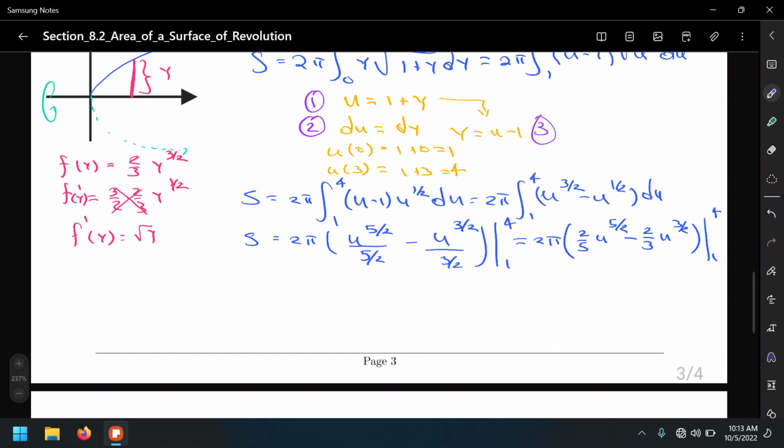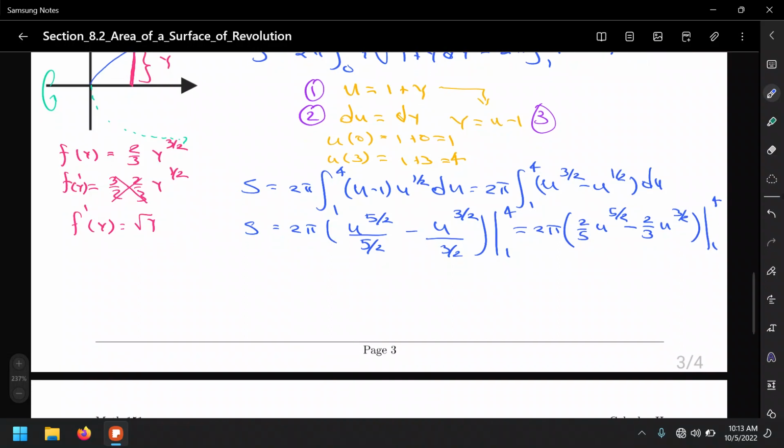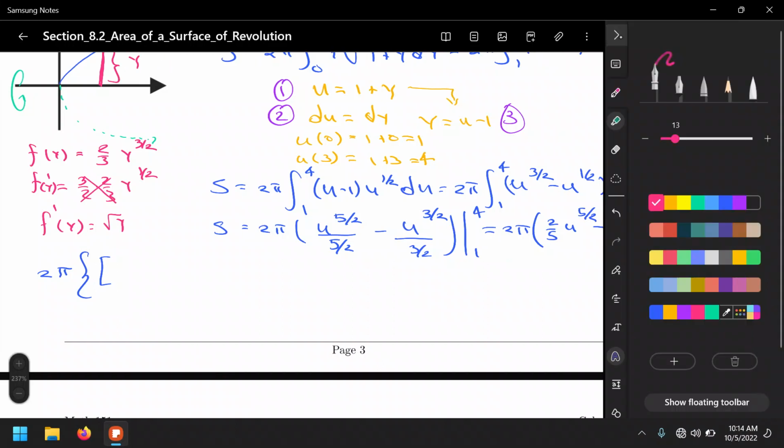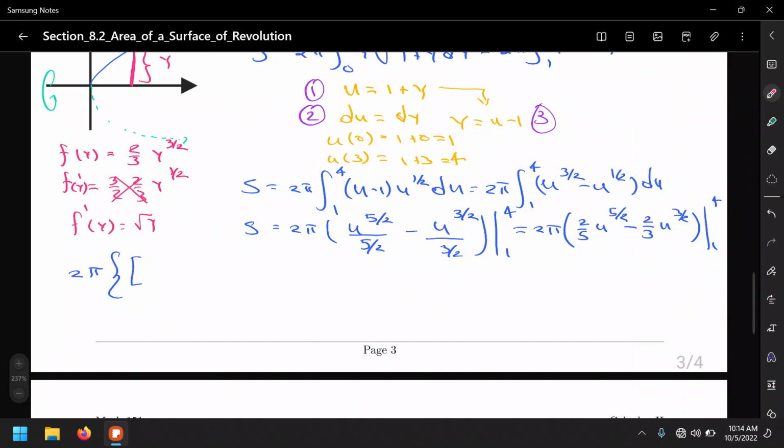Alright, so let's see about this now. So we may go back and substitute. So 2 pi. On the one hand, this will mean the following. This u to the 5/2 means either the square root of u to the 5th power, or the square root of u, the whole thing to the 5th power. Well, which one are we going to use?